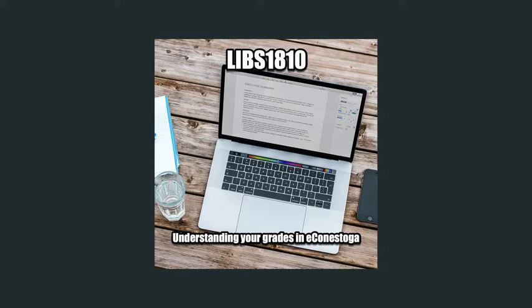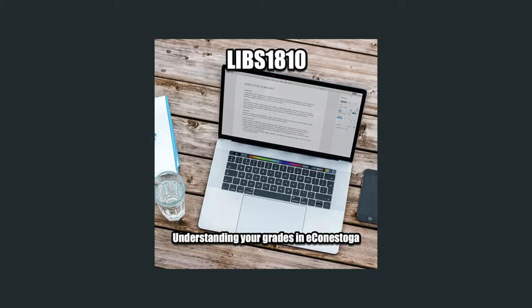Today we're going to talk about understanding your grades in eConestoga. The grades can be a bit confusing because when you are looking at your grades throughout the semester, the final grade is always sitting at 100. And as each task, whether an assignment, test, quiz or exam, is marked, the top mark will increase. However, this is not an adequate or correct way to understand how you are doing in your course.